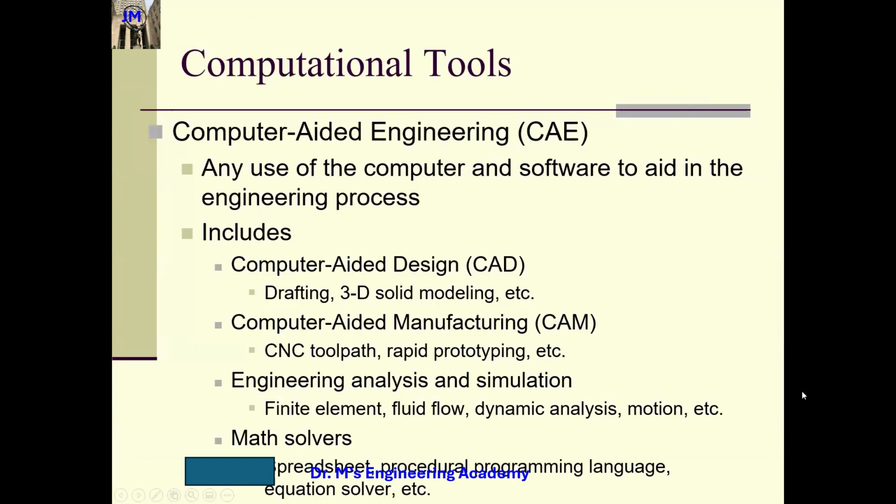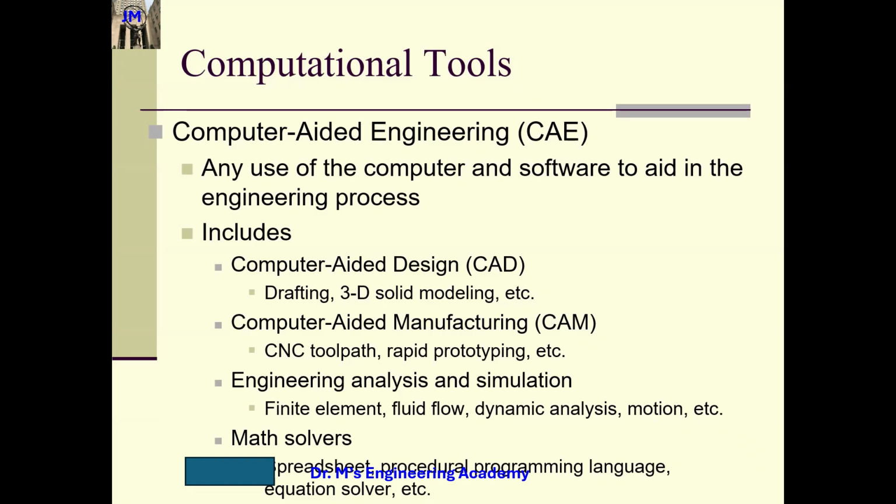So luckily, as computer technology evolves, we have very powerful computational tools. Computer-aided engineering, we call CAE, is any use of the computer and software to aid in the engineering process. It includes computer-aided design, we call CAD, the drafting and 3D solid modeling. I believe we have SolidWorks in our Oxford now.